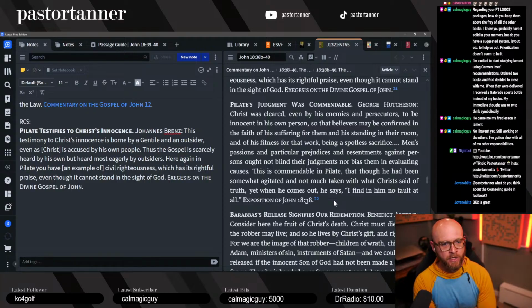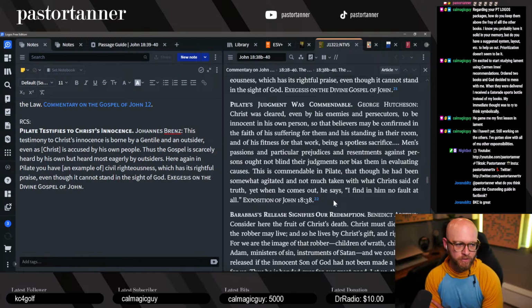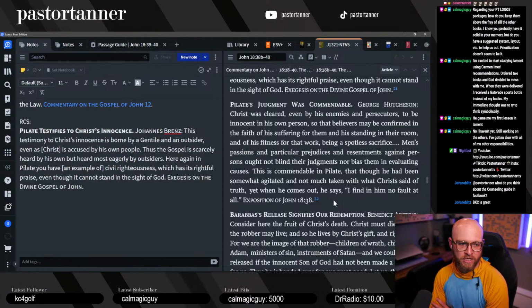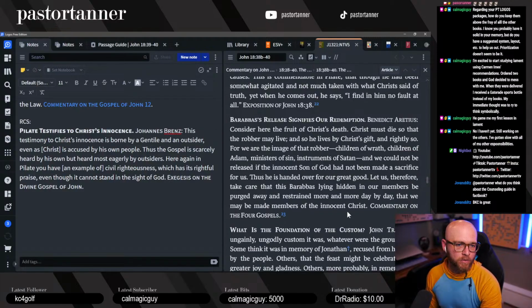George Hutchison. Christ was cleared even by his enemies and persecutors to be innocent in his own person, so that believers may be confirmed in the faith of his suffering for them and his standing in their room, and his fitness for that work, being a spotless sacrifice. Men's passions and particular prejudices and resentments against persons ought not blind their judgments nor bias them in evaluating causes. This is commendable in Pilate, that though he had been somewhat agitated and not much taken with what Christ said of the truth, yet when he comes out he says, I find in him no fault. Nothing there that I really want to run with.